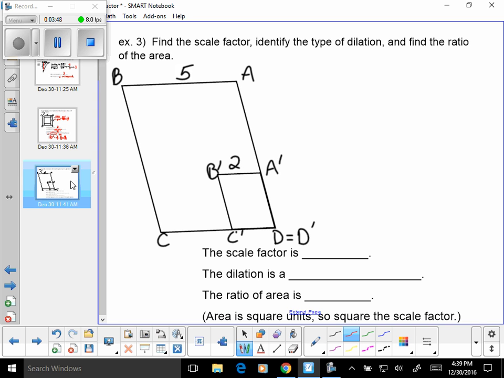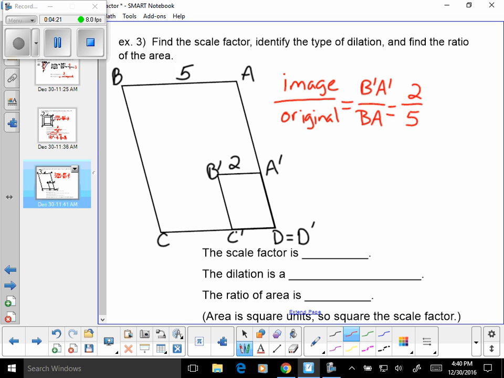At this point, you hit pause, and you work out example 3, and then I'll go through it. Okay, let's see how you've done. Now, we always want to remember that it is image over original. And in this case, I know B prime A prime, and I know BA. B prime A prime is 2, BA is 5. That is in lowest terms, so my scale factor is 2/5, or 2 to 5.